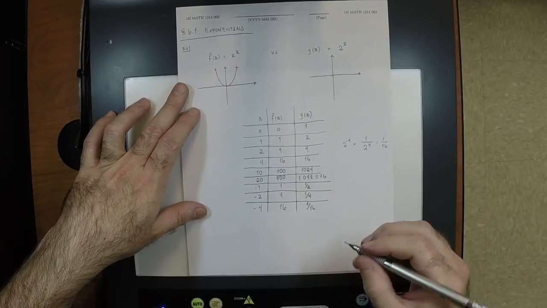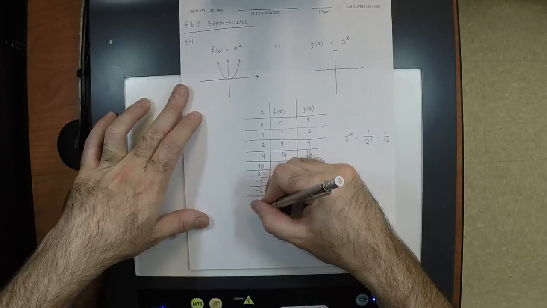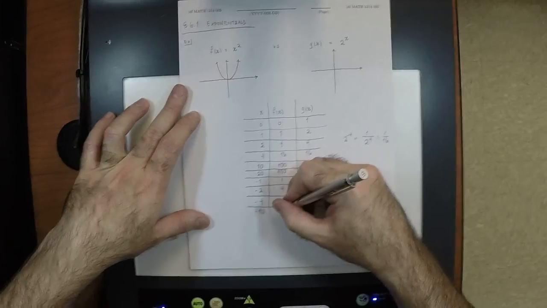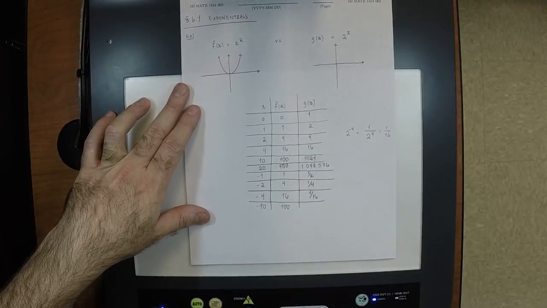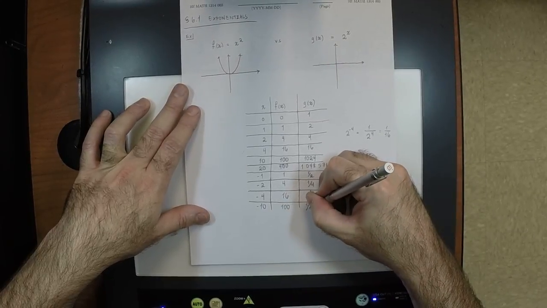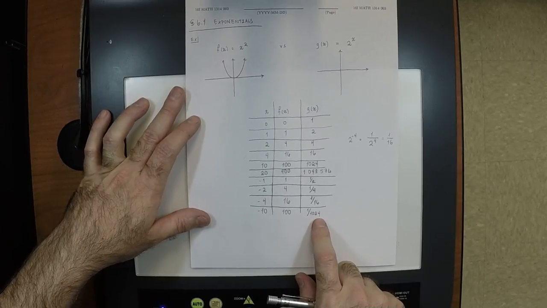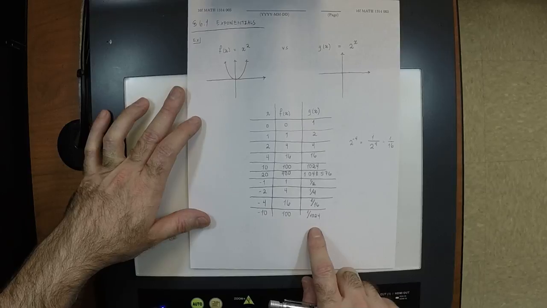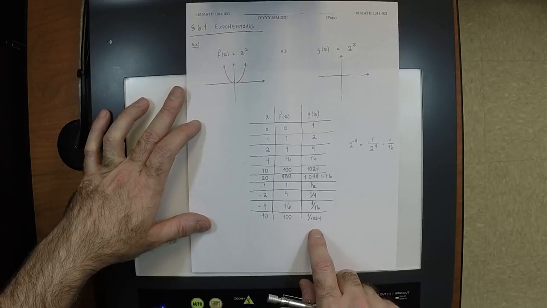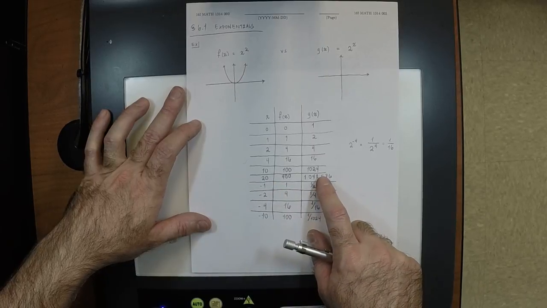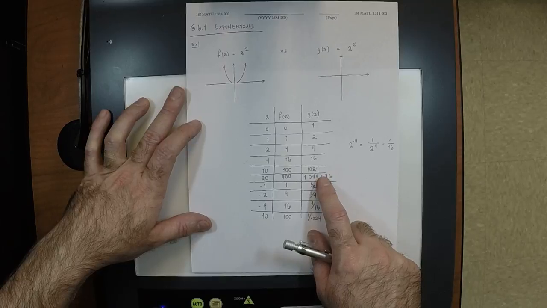Okay, then, because why not, negative 10. If you plug negative 10 into f, you get 100. And what do you get if you plug negative 10 into g? 1/1024. So the further you go to the left, you keep getting 1 over a bigger and bigger number, right? If we go to negative 20, we'll get 1 over 1,000,000-ish. If we go to negative 32, we'll get 1 over about 4 billion.